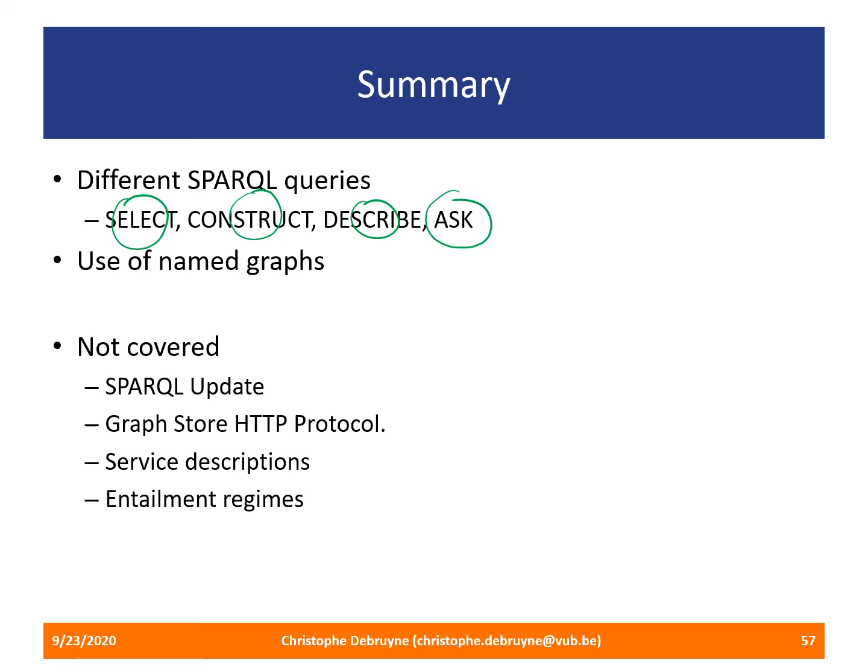I did focus on the use of named graphs because I find that important, and we also covered aspects such as property paths, negation, the use of union, and the optional in SPARQL queries. What we have not covered in this lecture are SPARQL update, the graph store protocol, service descriptions, entailment regimes, and so forth and so forth. These will be part of another video.